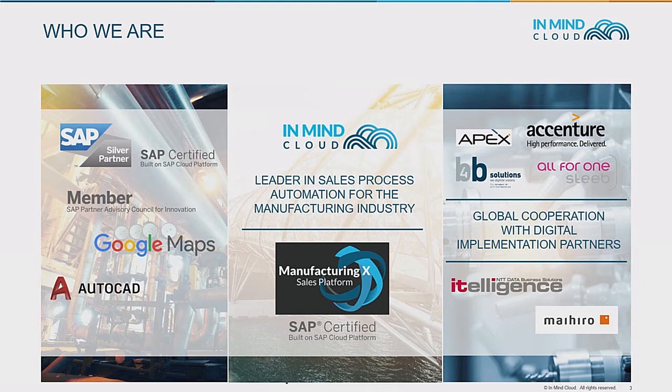We don't use the term CPQ anymore because we believe it doesn't really describe what we do, because Manufacturing X is really more than just configure, price, quote. We will take a look at that later on. Why do you see Google and AutoCAD here? We're also partnering with these companies because manufacturing sometimes becomes very interesting in respect of what tools our customers are using. Google Maps, for example, is one of the tools one of our customers uses to easily access data which they need to help them create a quote. More I cannot say here, but that is why Google Maps is here.